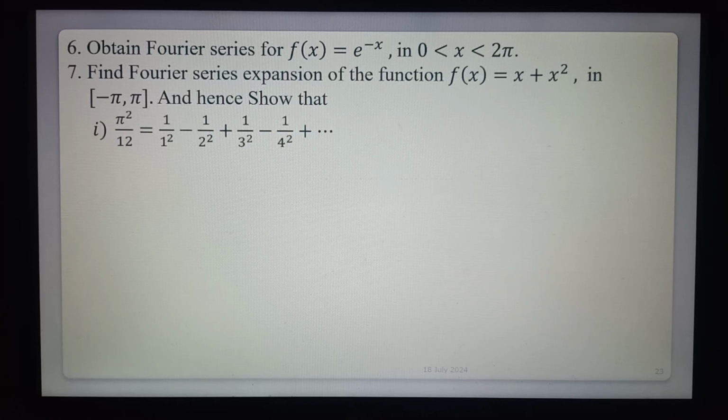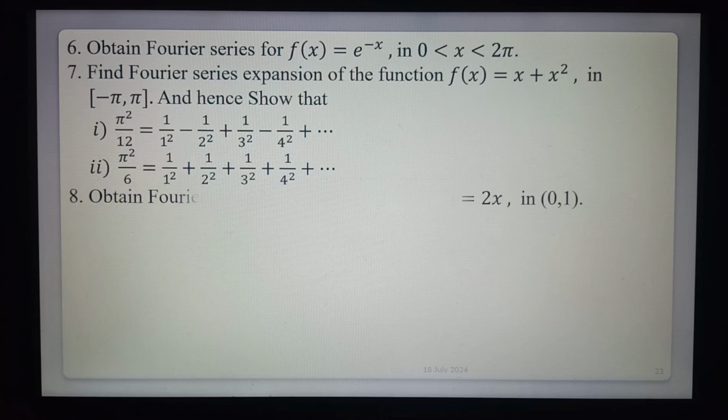In the previous question paper, x minus x square was given. So this is also an important question. This is a long question, maximum given in the examination. x plus x square in the interval minus 5 to 5, and show that two conditions. Deduce the two conditions, also important.